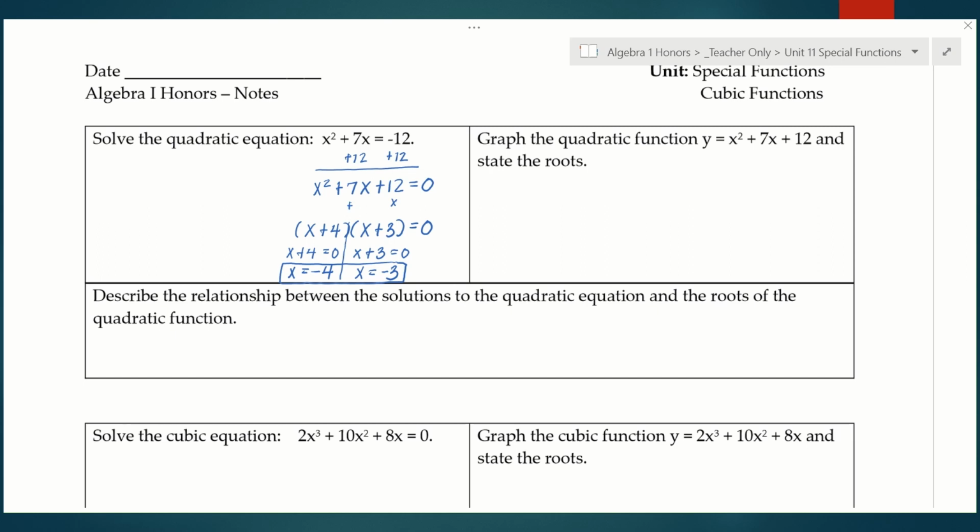So go ahead and get a new graph page opened. I want you to type in that graph, x squared plus 7x plus 12. What I'm going to show you is how we find the roots on our graphing calculator, which we've done before, but let's go over that quickly.